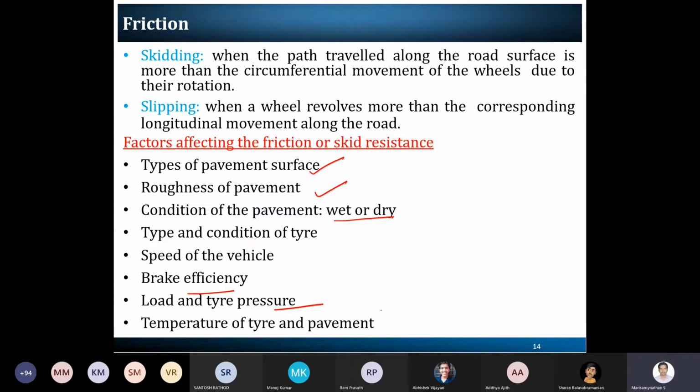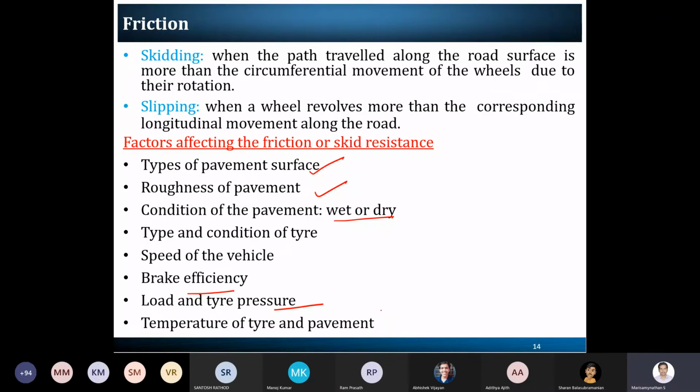Definitely, when it comes to dry pavement, smooth and worn tires give the higher friction. But when it comes to wet pavement, the new tire gives the higher friction. So it varies with respect to the pavement conditions as well as the lifespan of that particular tire.